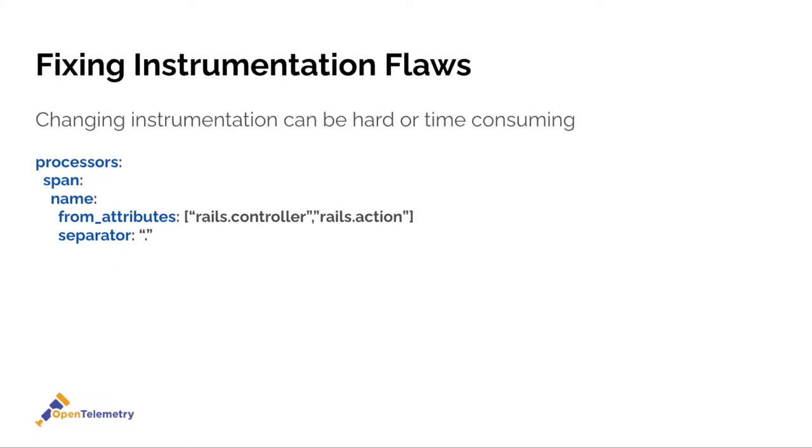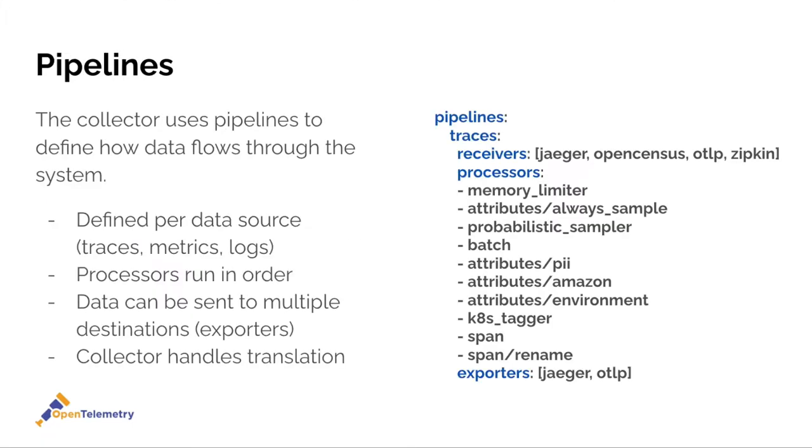Finally, let's talk about fixing instrumentation flaws. It's much harder to change and modify code instrumentation than it is to update collector configuration. So, the span processor also allows us to override the span name given other attributes on the span itself. For example, here you can see that we're looking for the rails.controller and rails.action attributes. We're separating them by a period, and we're using them to rename the spans, thus providing value where value may not already exist.